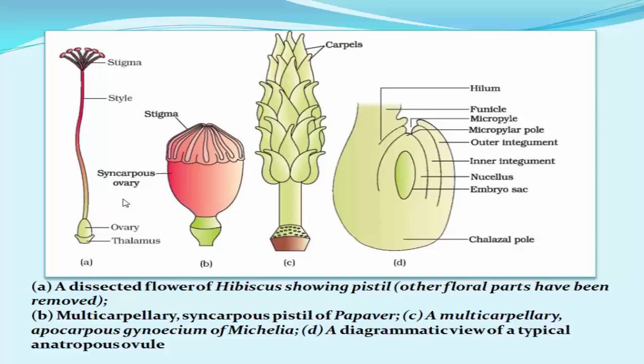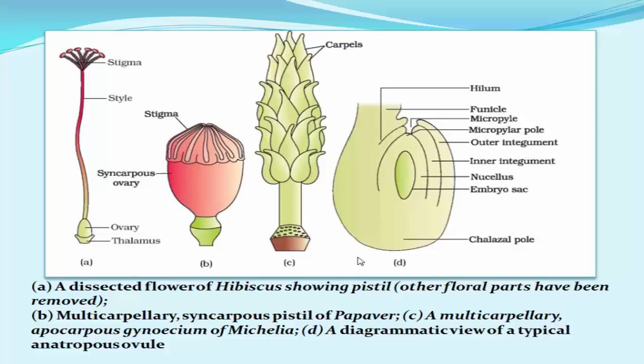or megasporangium arises. So here is the structure of the ovule, also known as megasporangium. What are the different parts of the ovule? In the diagram you can see all the parts of the ovule. The stalk of the ovule is called funicle. The junction between funicle and the ovule is called hilum.